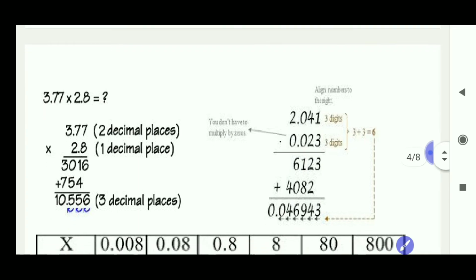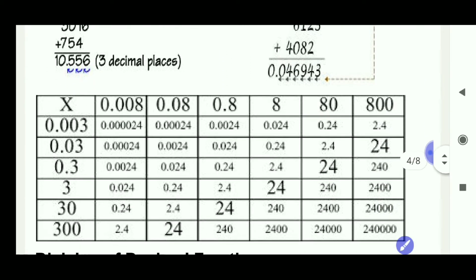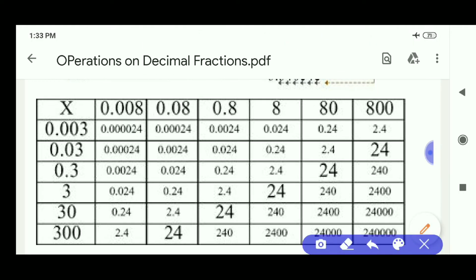Some more examples are given here. Observe the examples, pause the video and practice. The table is also given for multiplication. Observe here. 0.003. How many decimals are here? 3. 0.008. Here also 3 decimals. Now by multiplication we get 3 plus 3, 6 decimals. 3 into 8 is 24.